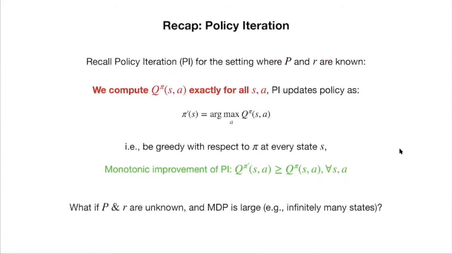The question is, if this transition matrix P and reward function R are unknown, and the MDP is huge, maybe with infinitely many states, then we can't easily implement this algorithm. Remember, the way that we implement this algorithm requires us to write down something like a for loop: for all state-action pairs, we do something. If the MDP is large, computation-wise we can't afford to write down a for loop. Enumeration over state-action pairs is not going to be possible.